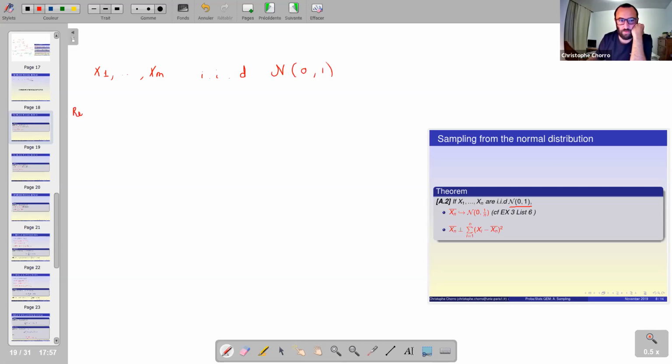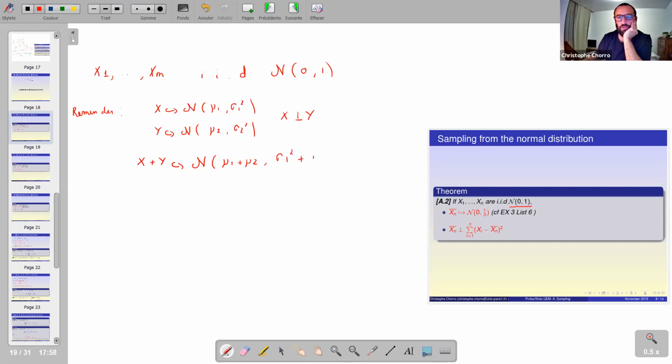I remind you that if you have X that follows the N(mu1, sigma1 square), and Y that follows the N(mu2, sigma2 square), and if they are independent, we have proved together, using for example the moment generating function, that the sum follows the N(mu1 plus mu2, sigma1 square plus sigma2 square).